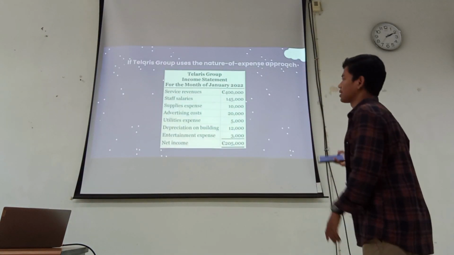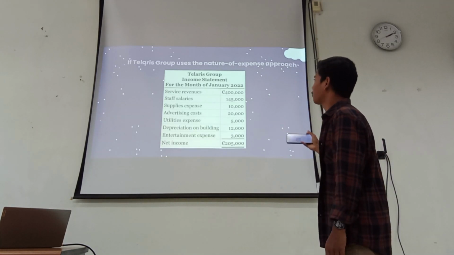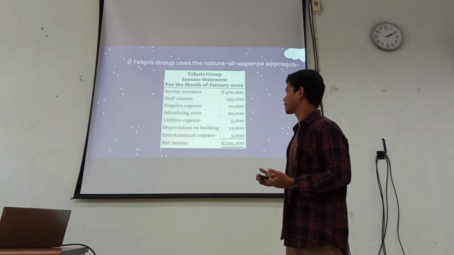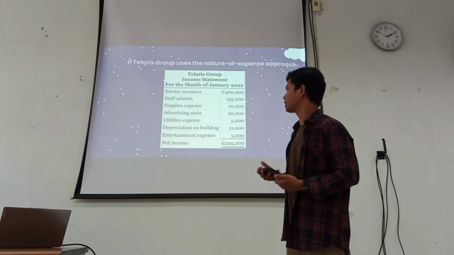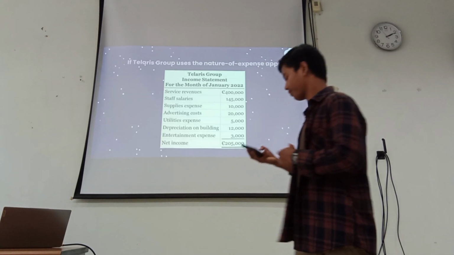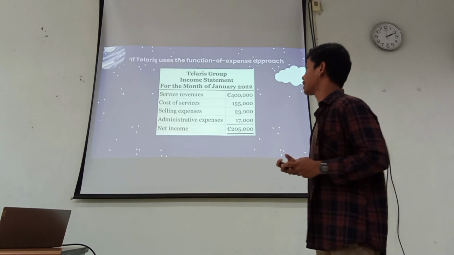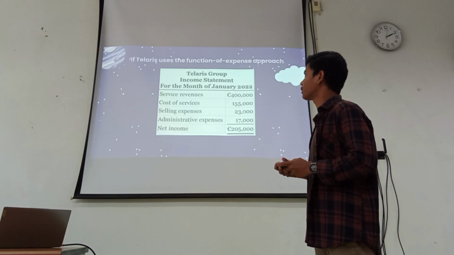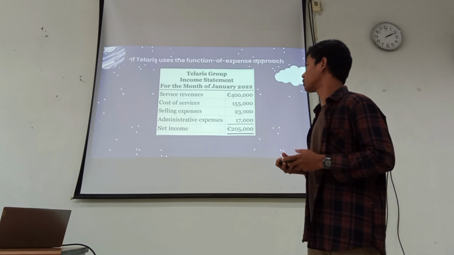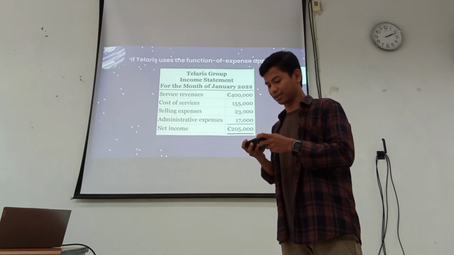And this is the income statement of Tellaris Group if Tellaris Group uses the nature of expense approach. There are service revenues, staff salaries, supplies expense, advertising costs, utilities expense, depreciation on building, entertainment expense. And this is the income statement of Tellaris Group if it uses the function of expense approach. There are service revenues, cost of services, selling expenses, and administrative expenses.